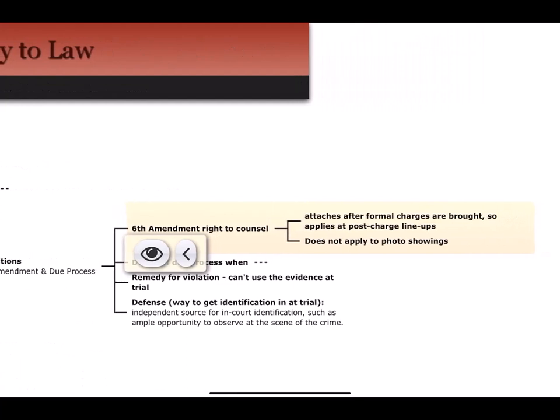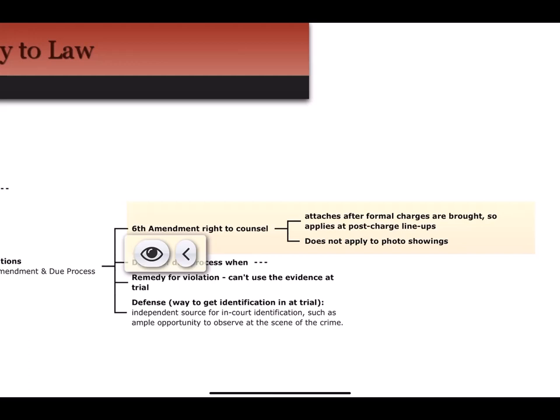It attaches after formal charges are brought, so it applies at post-charge lineups, and that's where we are. We're at a post-charge lineup, but it does not apply to photo showings, and this is a photo showing. Okay, then he does not have a right to have his attorney present during a photo showing. But the second issue we had there was about denial of due process.